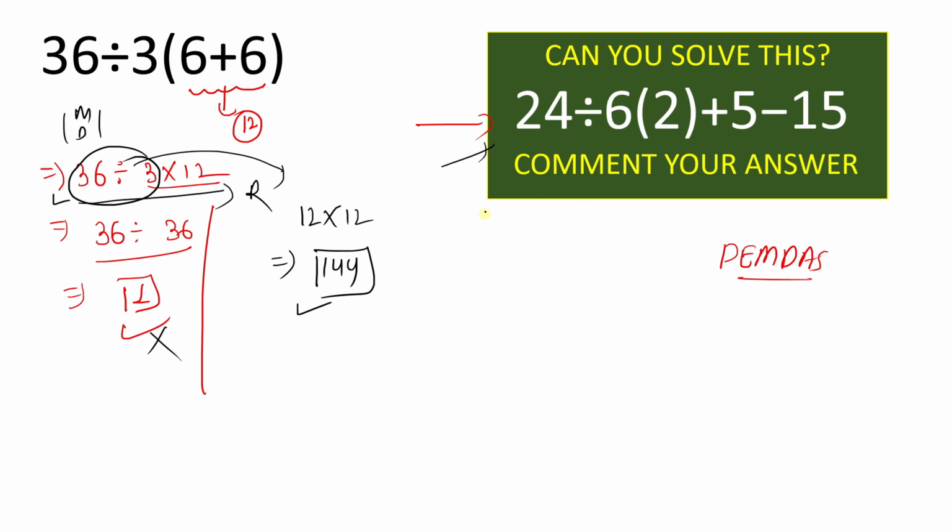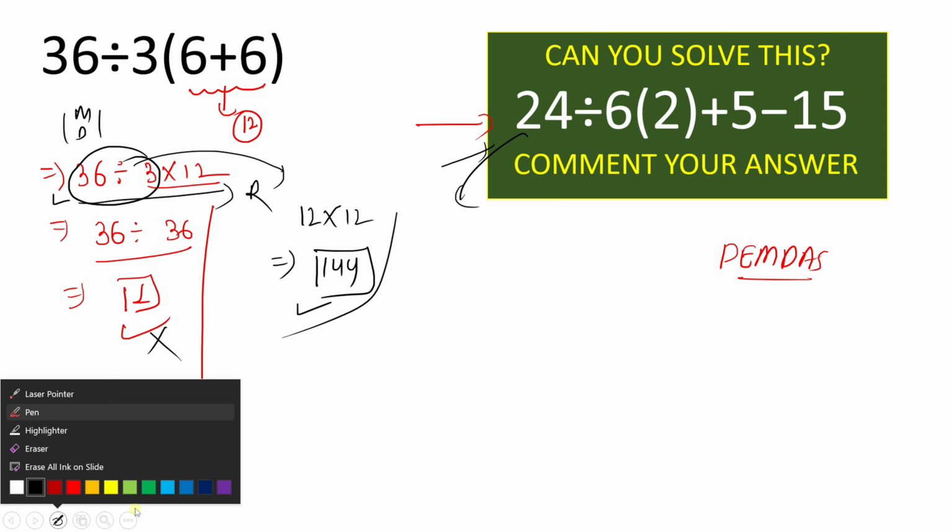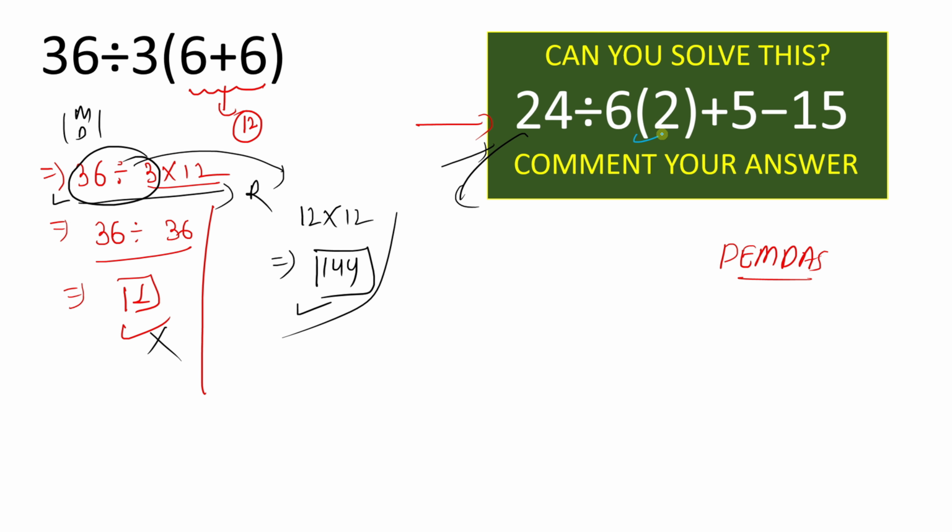And moving to the next, we have 24 divided by 6(2 + 5) minus 15. So we can write it in a simple form. For that, we have to simplify this part. We can write 24 divided by 6 times 2 plus 5 minus 15. Now we will do left to right operations. Again, same concept.